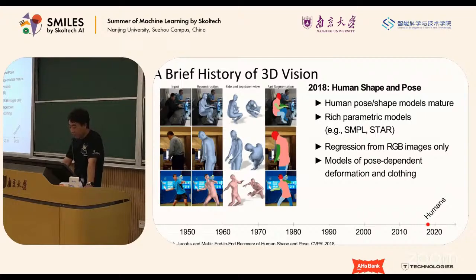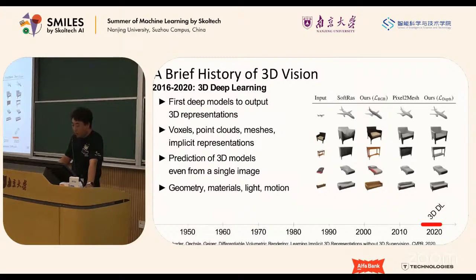By 2018, models for human shape and pose had become much more mature. Parametric representations such as SMPL were quite familiar in that day. The SMPL models describe the body shape, pose, and pose-dependent deformation with a quite compact set of parameters. Learning-based systems can regress these parameters from RGB images even without a depth sensor.